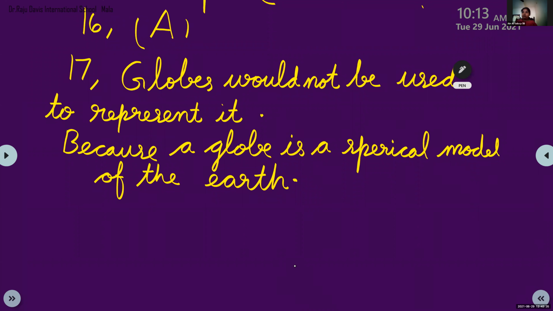Globe. Globes would not be used to represent it. But if the earth was flat, which representation of the earth can be used? Map can be used, but globe is not appropriate. Why, you know? Because a globe is a spherical model of the earth.